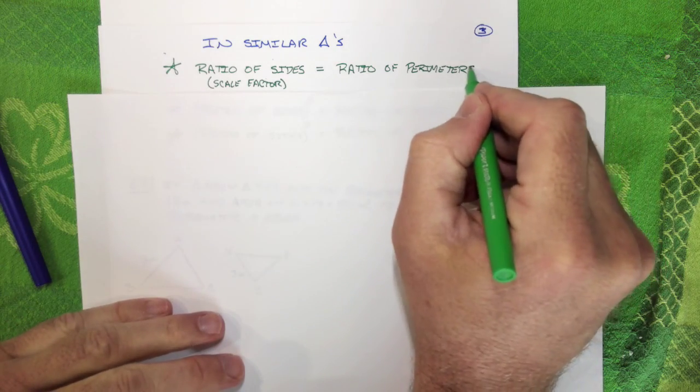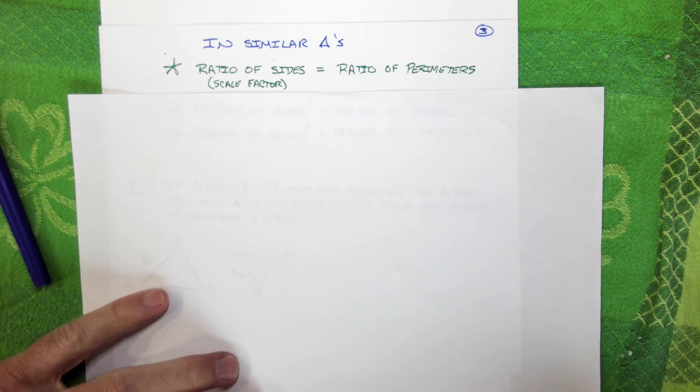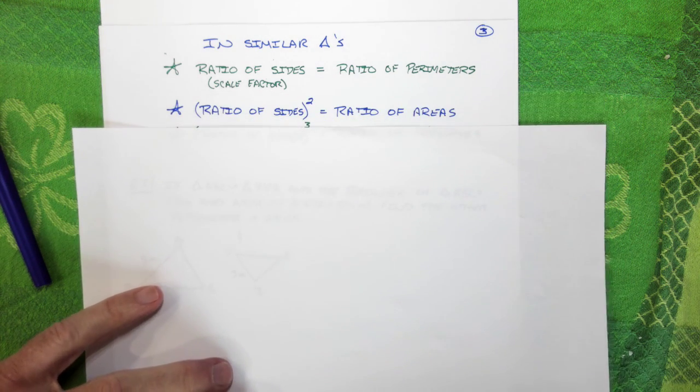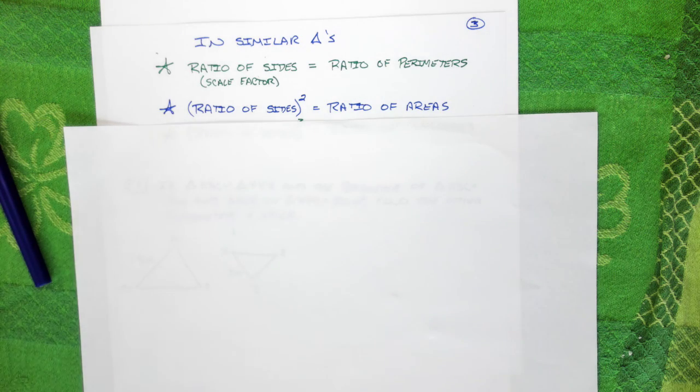So I'll take a small triangle compared to large triangle, I go side to side, I can go perimeter, perimeter. Another relationship. If you take the ratio of the sides and square that fraction, it will be equal to the ratio of the areas of the figures. So square the ratio of the sides, it will equal the ratio of the areas.